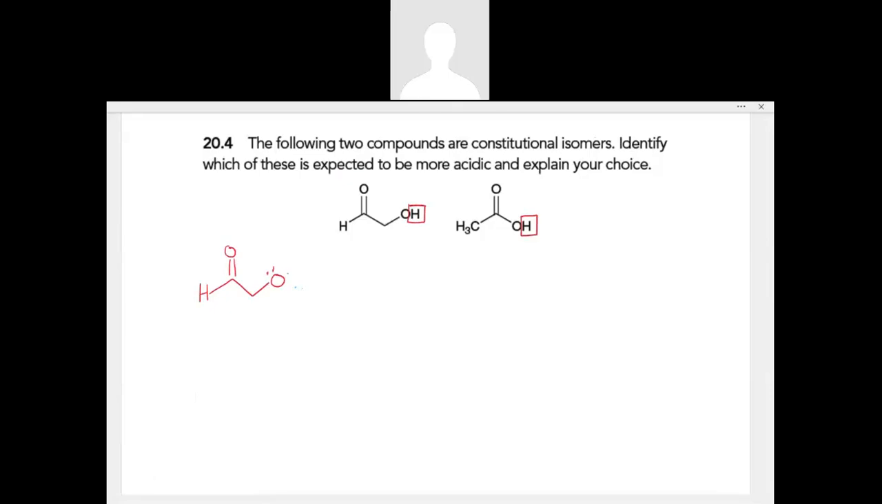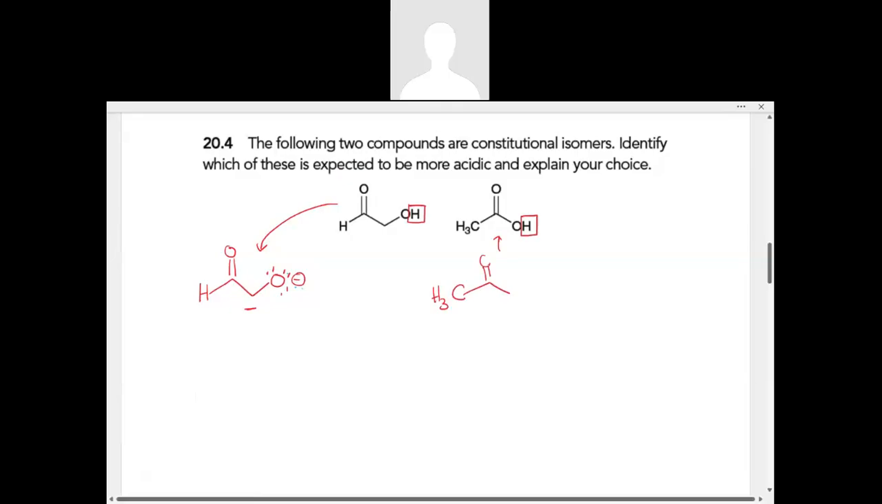So we see here in this first compound, this would be the conjugate base over here, that this is not a resonance stabilized conjugate base, and therefore we would finally determine that this conjugate base would be stronger than the one over here. So let's take a look at the conjugate base that results from this compound here.